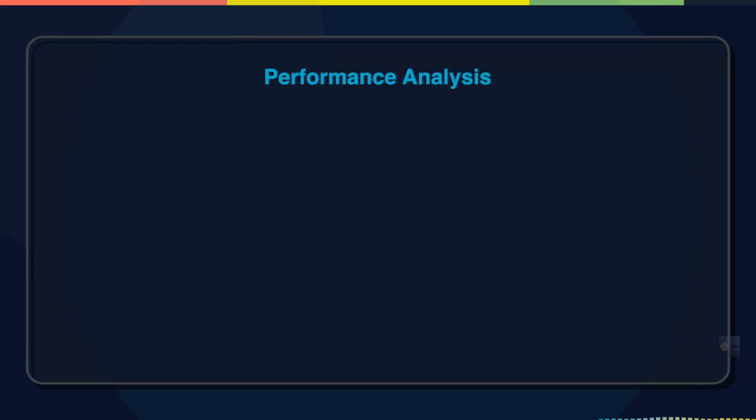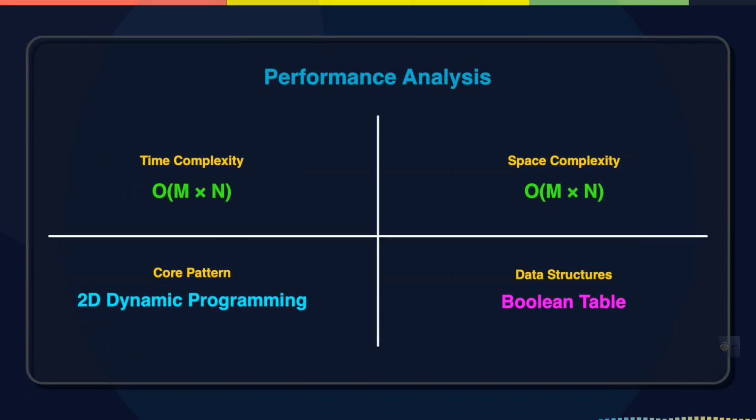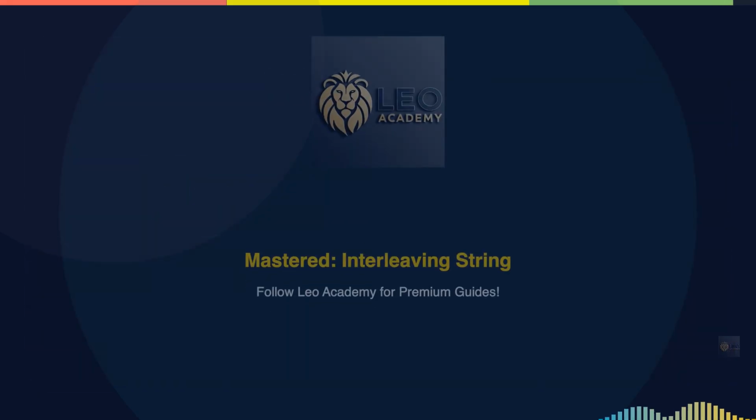Looking at the complexity, the time complexity is O of m times n, where m is the length of S1 and n is the length of S2, because we fill every cell once. The space complexity is also O of m times n for the DP table. We can optimize space to O of n using a rolling array, but the table version is the clearest for interviews. And that is the Interleaving String Challenge, mastered.